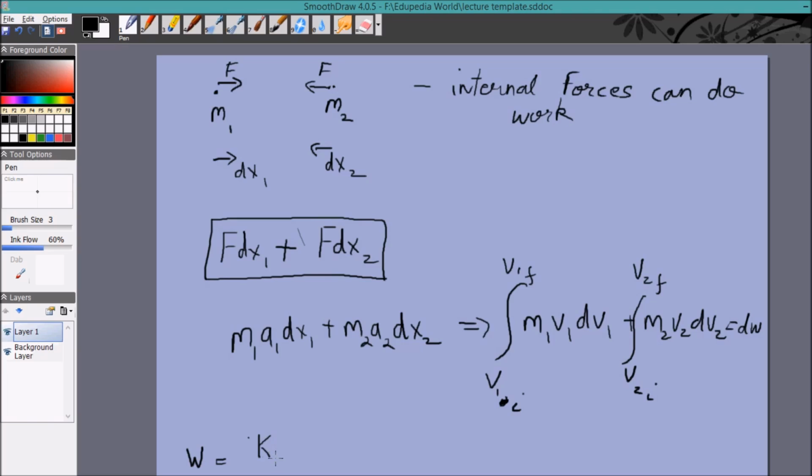I'm just going to write it like this, k1 final minus k1 initial plus k2 final minus k2 initial. That is equal to k1 plus k2 finally minus k1 plus k2 initial. Right, this is the work done. So we see an important result. For one particle, the work done by external forces, remember, for one particle there can be no internal forces, right?